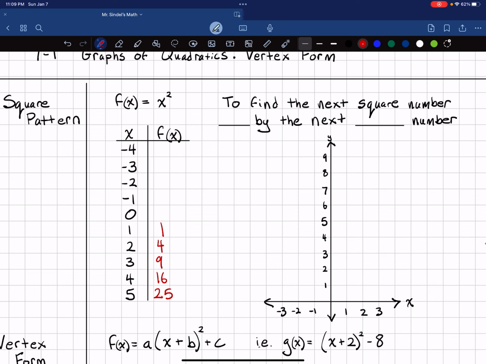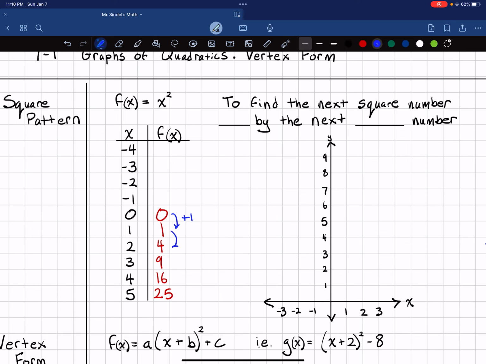What I care about most, and I guess I can go ahead and say that 0 times 0, 0 squared, is 0. What I care about most is looking at the pattern to get to the next square. I want to fill in the blanks here. To find the next square number, I do what by what number? So I'm just going to go ahead and say to get from 0 to 1, I add 1.